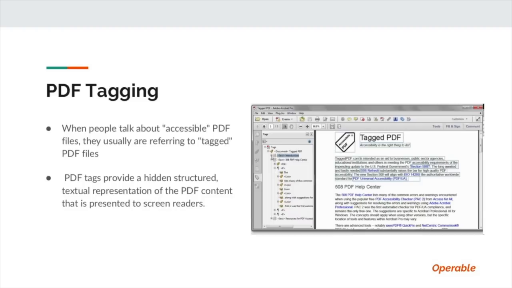PDF tagging is an important part of making our web content operable. PDF tags allow screen readers to interpret the structure of a PDF that we post to the web. We tag a PDF by adding hidden structural cues that tell a screen reader when a new section begins and where images occur within the content.